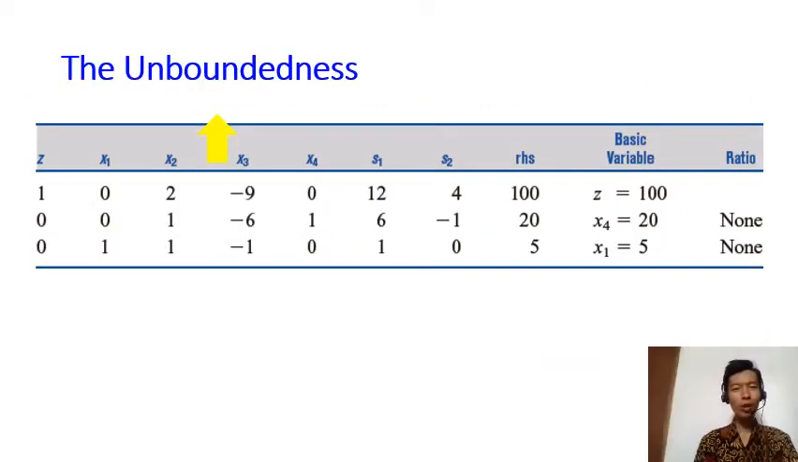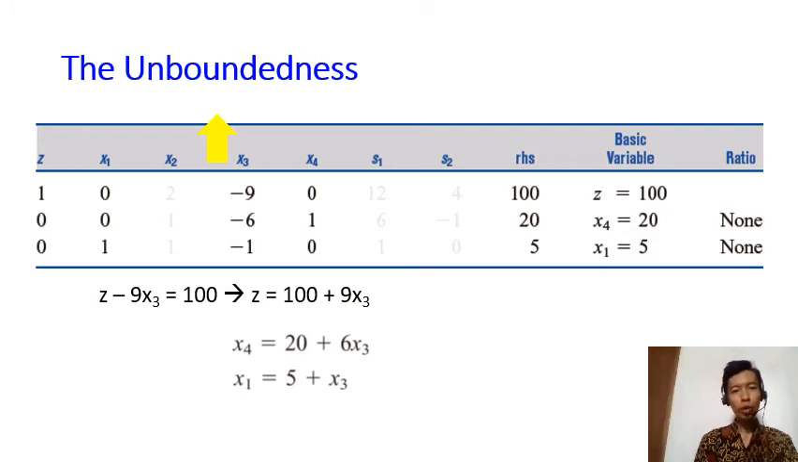Now let's take a closer look at the unboundedness of this problem. So we will ignore all the non-basic variables because the value is 0 and we don't have any intention to change them. So we will ignore x2, s1, and s2. We only consider the basic variables at this moment, x1 and x4, and x3 is the entering variable that we try to enter into the basic variables. So we only consider x1, x3, and x4.